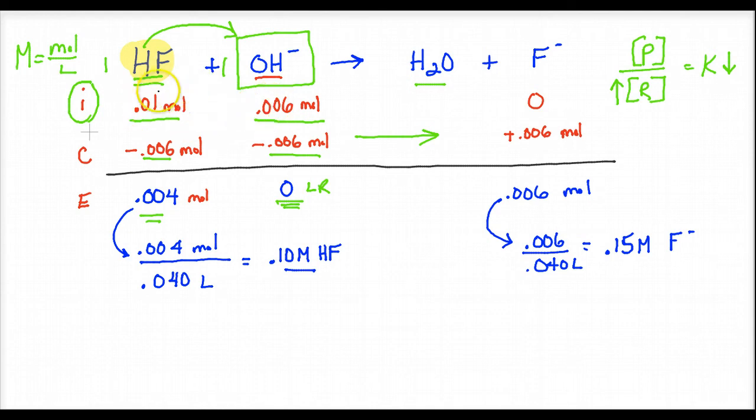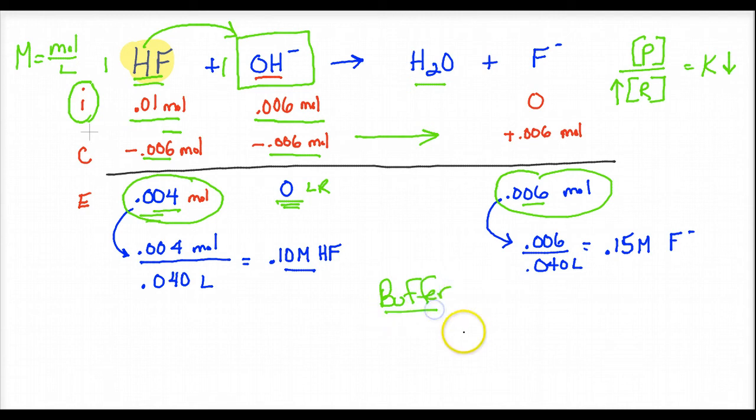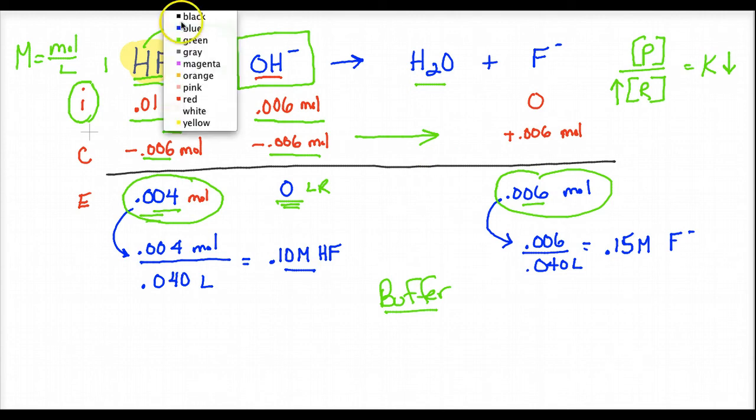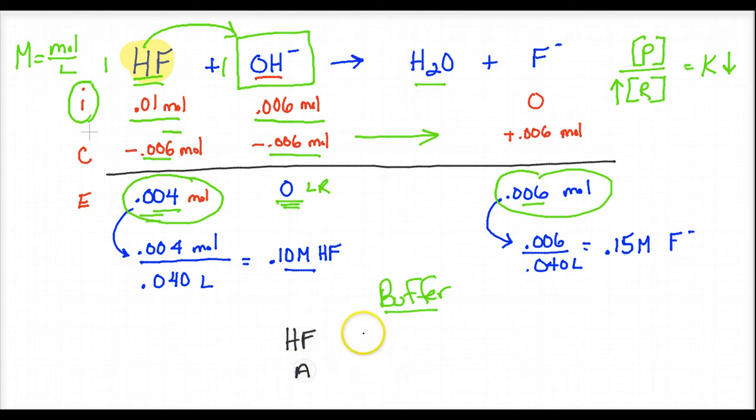So we're taking away some of the HF. Look what we got here. When we pull off some of the HF into fluoride ions, we're left with 0.004 moles of HF, and we're left with 0.00 moles of fluoride ions. Look at that. We have a conjugate acid-base pair that is very similar in the amount of moles. My friends in chemistry, this is a buffer. What is a buffer? A buffer is a solution that has an acid and its conjugate base. So what we have, party people, is HF, which is an acid, and we have fluoride ions in solution, which is a base.